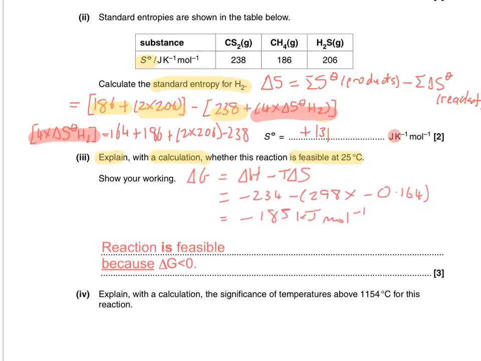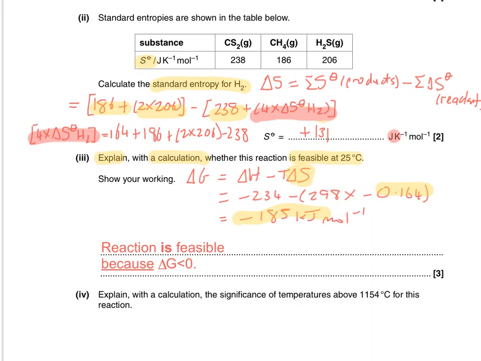So a couple of things to mention at this point. The 0.164 is basically the 164 from further up, converted into kilojoules per mole as opposed to joules per mole. So that's your delta S being changed into kilojoules per mole. You have to do that when you put delta S into the delta G equation. And because the delta G answer is less than 0, then the reaction is feasible. So let's move the page up a little bit.